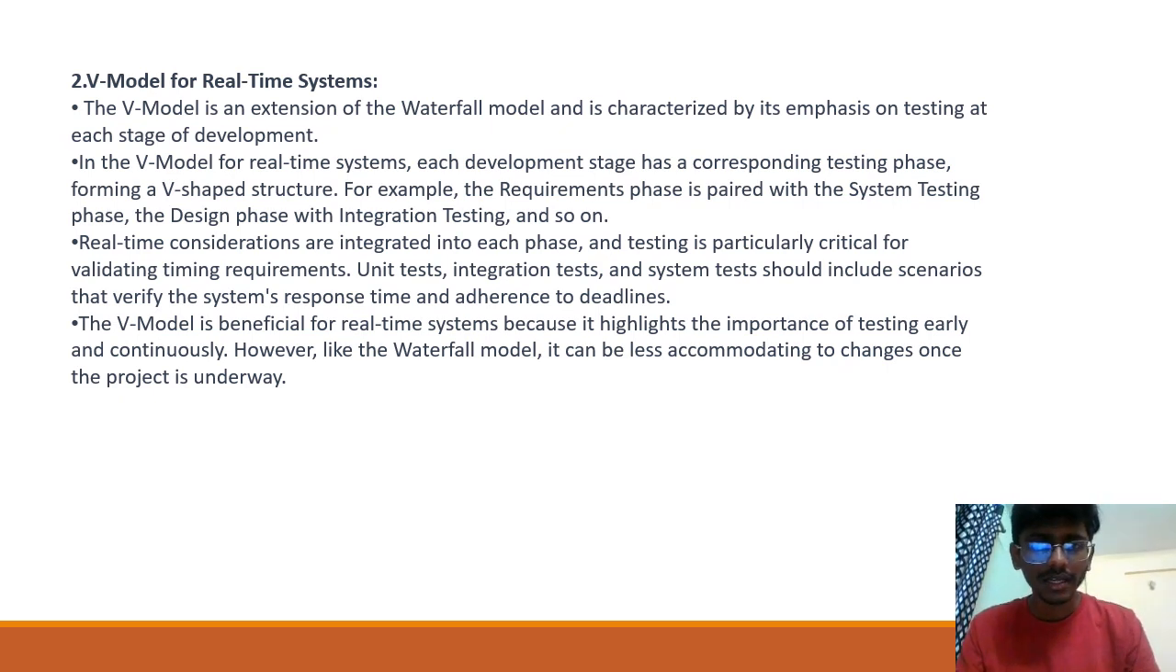Moving to the next slide, V model for real-time systems. The V model is an extension of the waterfall model and is characterized by its emphasis on testing at each stage of development. In the V model for real-time systems, each development stage has a corresponding testing phase, forming a V-shaped structure. For example, the requirements phase is paired with the system testing phase, the design phase with integration testing, and so on. Real-time considerations are integrated into each phase, and testing is particularly critical for validating time requirements.